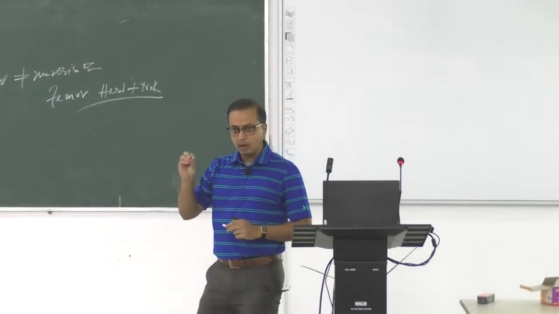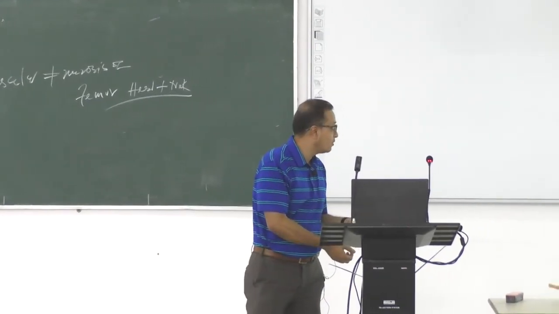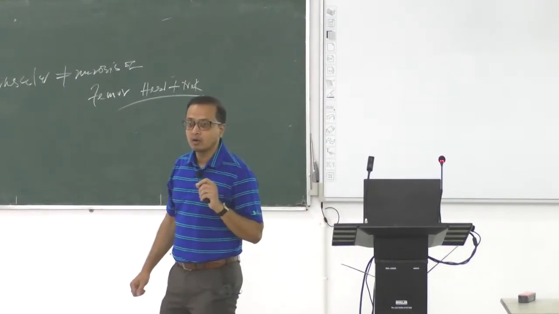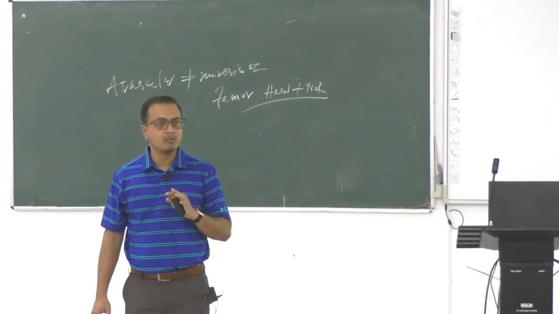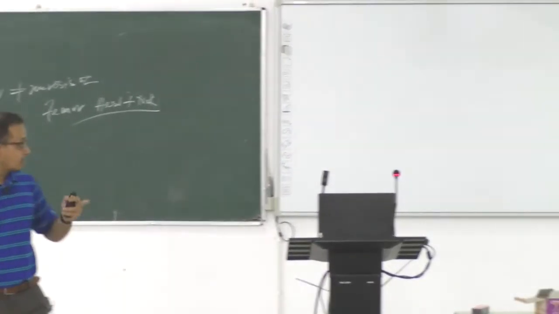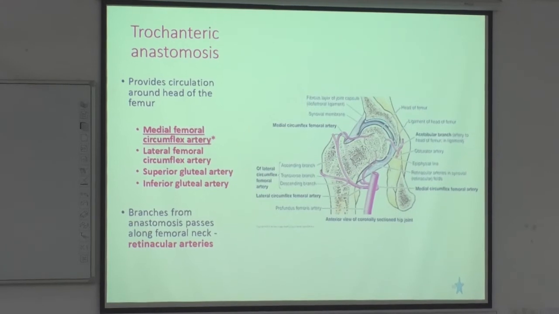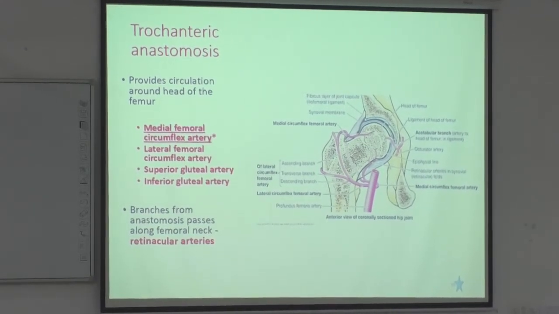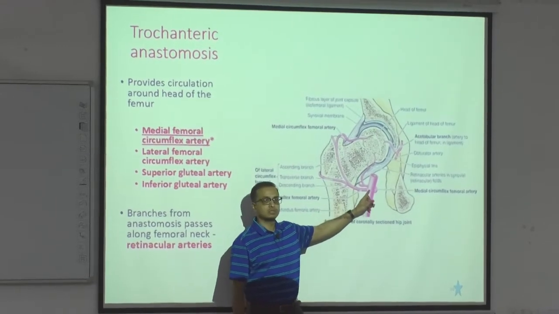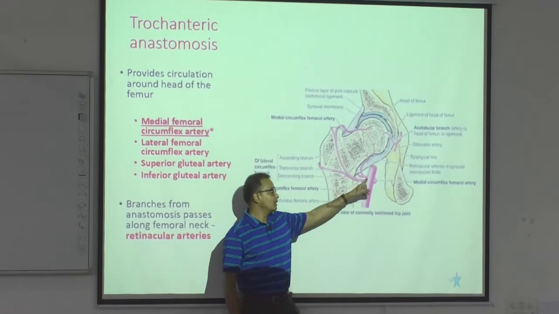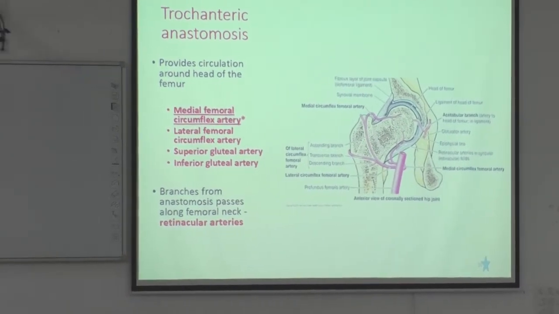Now, what are the blood vessels present around this particular neck region? We have an anastomosis around the trochanter, known as the trochanteric anastomosis. It is contributed by four different blood vessels. You can see the medial circumflex femoral artery and the lateral circumflex femoral artery. These two are coming from the deep femoral artery, the profunda femoris. So this encircling band that you can see in this picture is the circumflex, encircling the neck. Medial and lateral circumflex femoral arteries encircle this neck. These are the two big arteries which supply this neck region and head region.